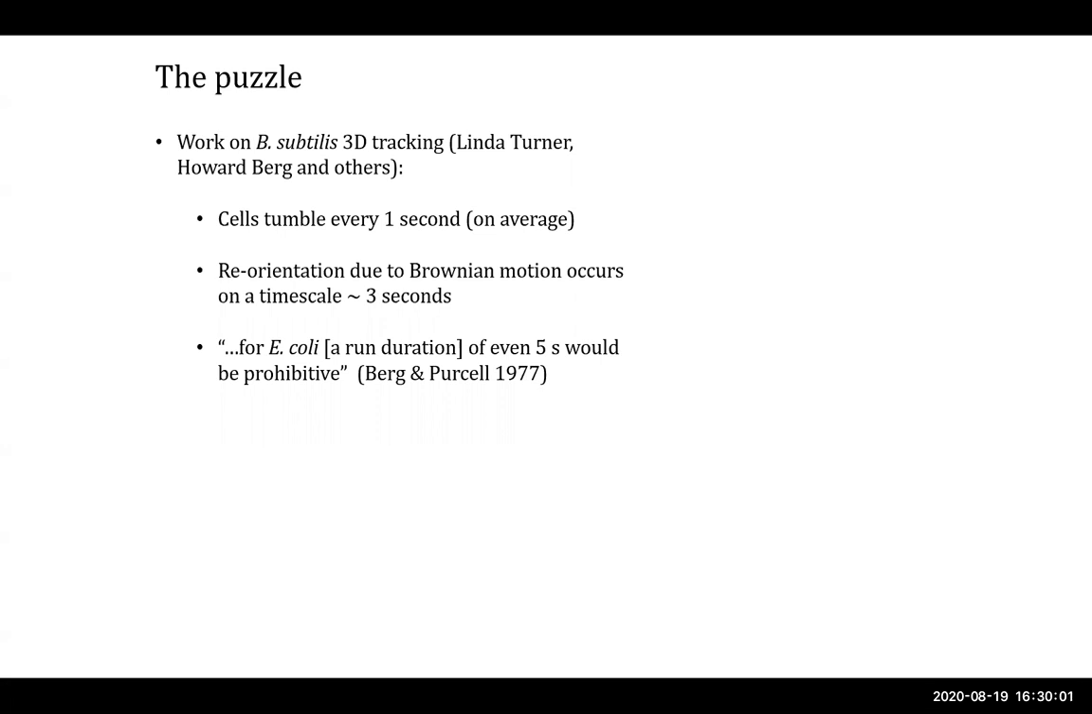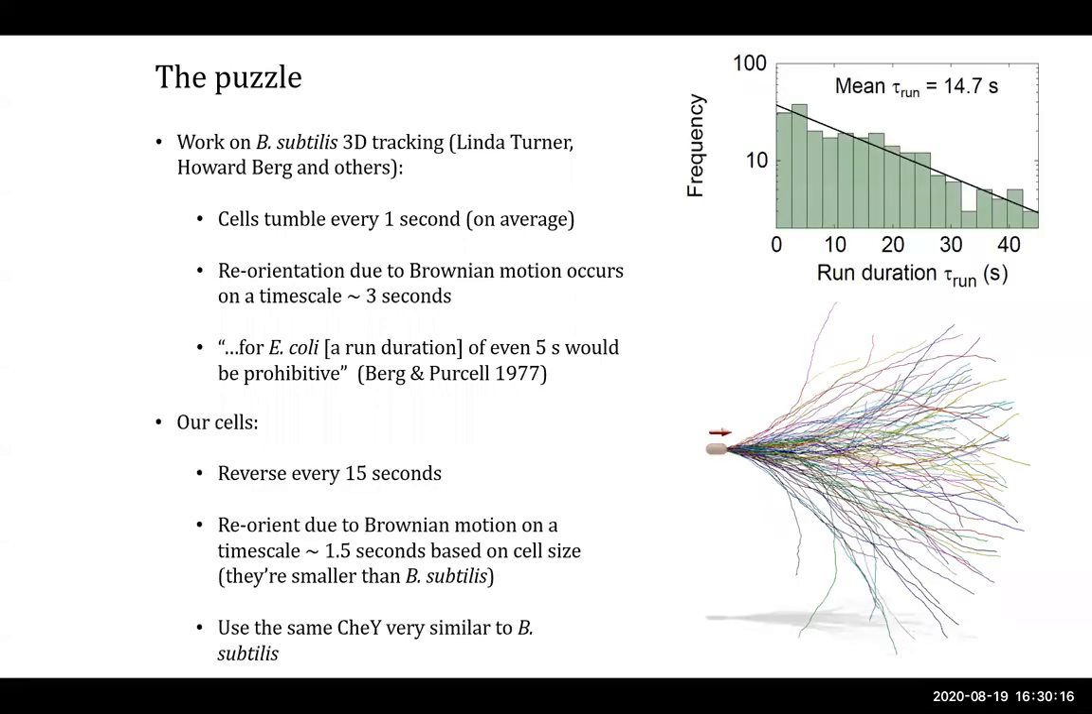And the paradigm in the literature is that for E. coli, a run duration of even 5 seconds would be prohibitive, i.e. Brownian motion would randomize its swimming direction more quickly than it was reversing, and it would lose information on where it is. That would all be washed out by the effect of rotational Brownian motion.